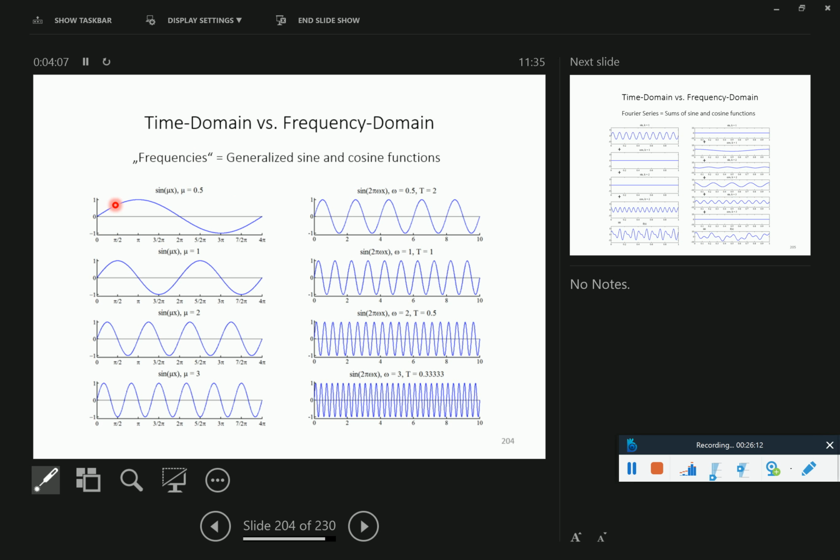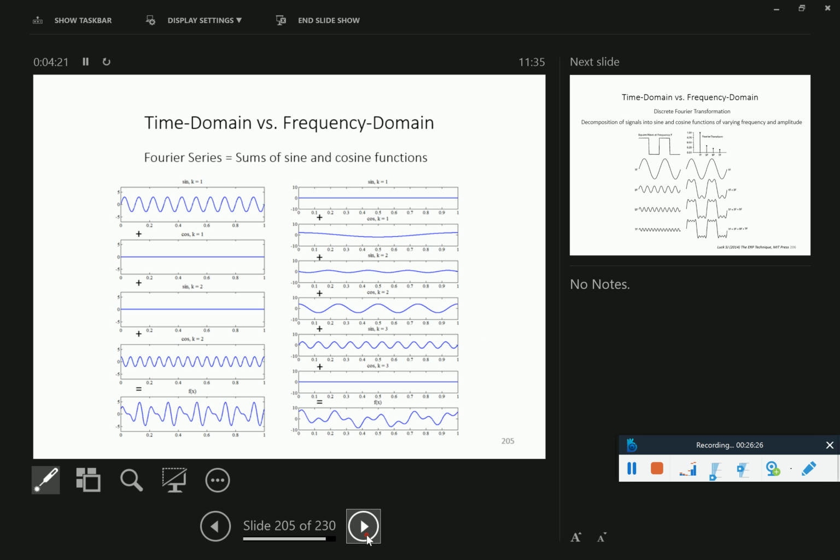But the important thing is that you need generalized sine and cosine functions, which vary in their frequencies and are also multiplied, so that they can have different amplitudes. And then if you have these generalized sine and cosine functions, you can do what we said at the very beginning about the intuition, although we're doing it here the other way around.